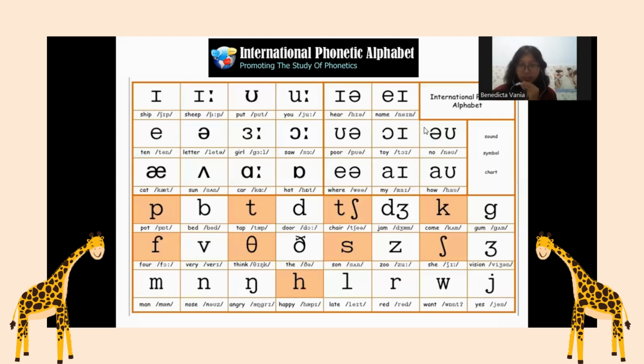Next, we have this diphthong over here. It is read as O. It is used in words like phone, boat, goat, home, low, and many more.